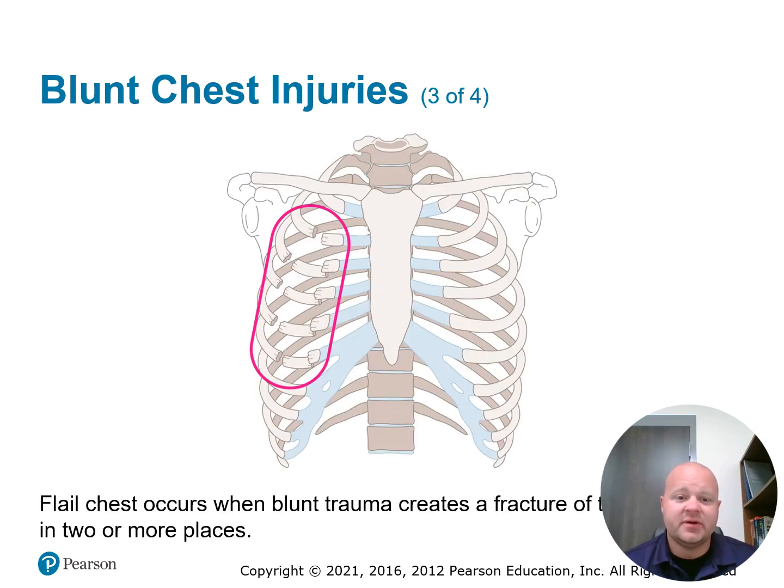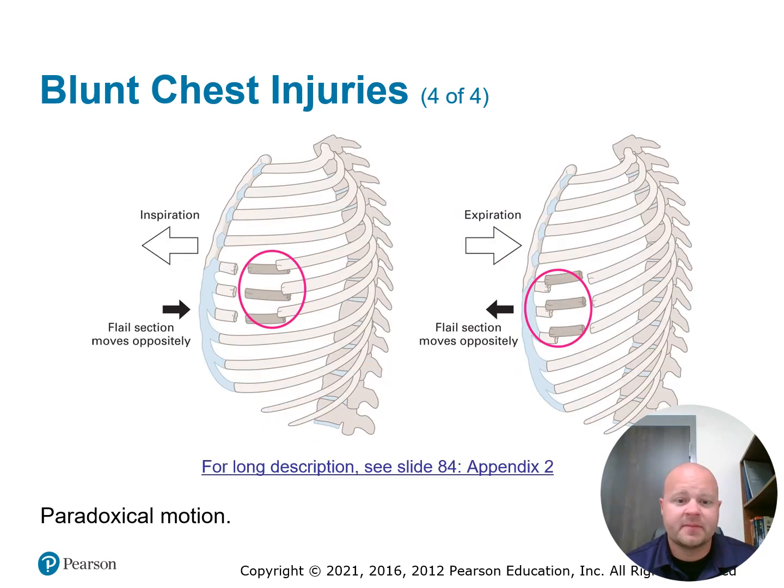So here's an example of the flail chest injury. You can see there's 4 or 5 fractured ribs there in more places than one. And that chest wall that's expanding is all expanding except the flail segment. Another diagram of paradoxical motion.